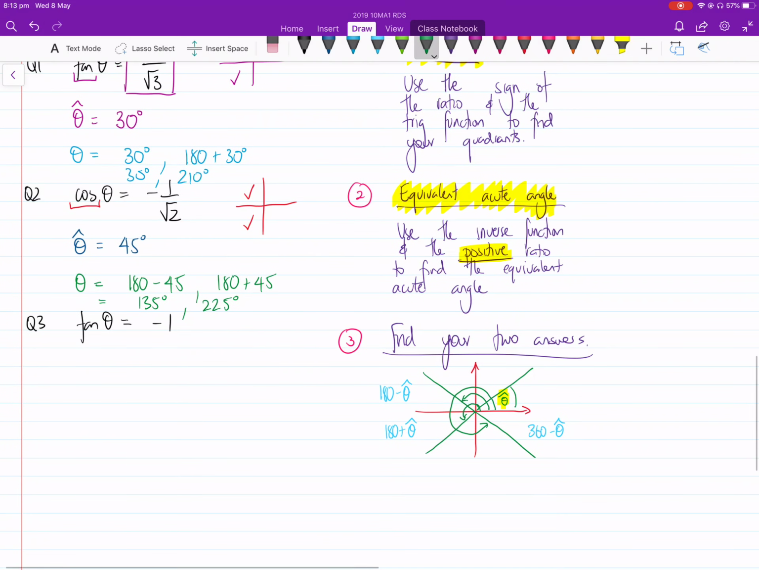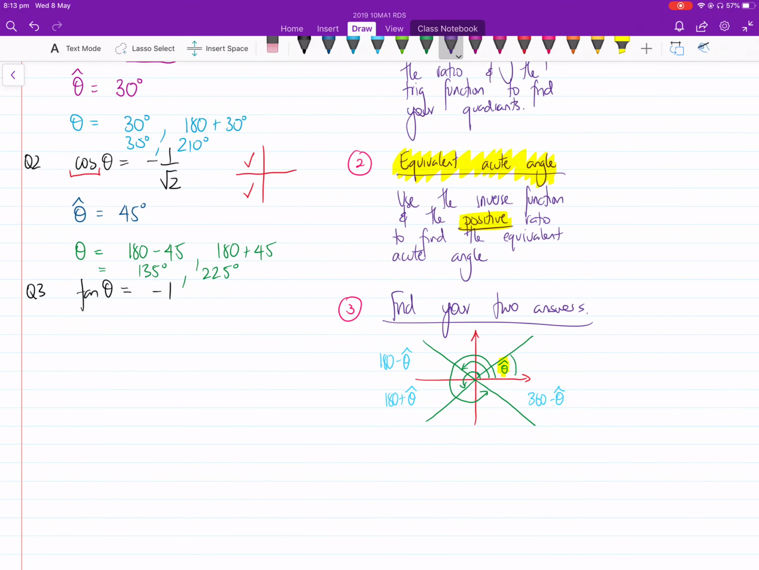The last one is tan. And even though it's negative 1, which isn't a fraction or a surd, it does have an exact value, we treat it exactly the same way. Get into my quadrants. This time tan is negative, so I'm going to be in the second and fourth quadrant. I know that my equivalent acute angle is 45 degrees, because the tan of 45 degrees is 1. And then the angles that I need are going to be in the second quadrant and in the fourth quadrant. So they will be 135 degrees and 315 degrees.